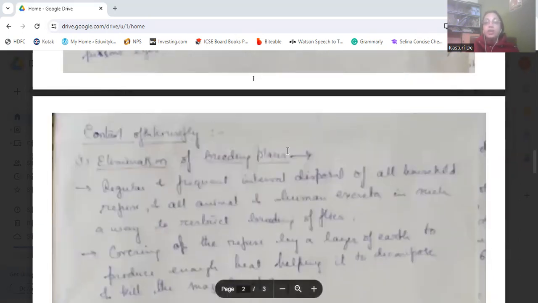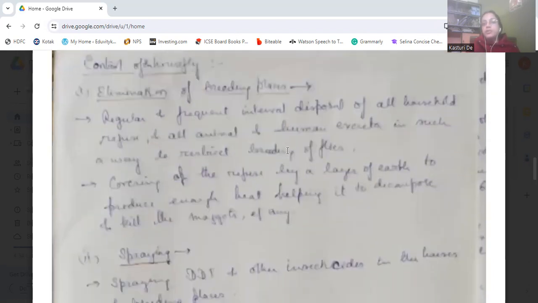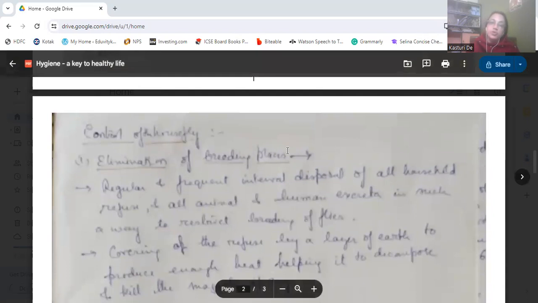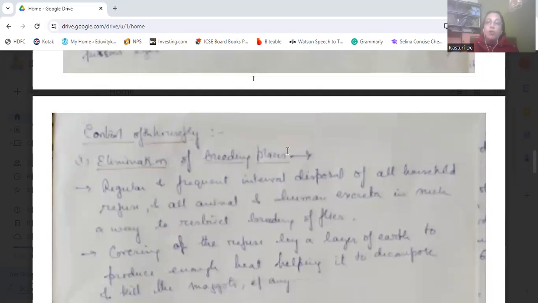Then how can we control these flies? We need to eliminate their breeding places. First, regular and frequent disposal of all household refuse, that is waste, and of all animal and human excreta in such a way as to restrict the breeding of flies. So that the flies do not breed in those places, whether household refuse or animal and human excreta are being disposed, that place should be restricted from the breeding of flies.